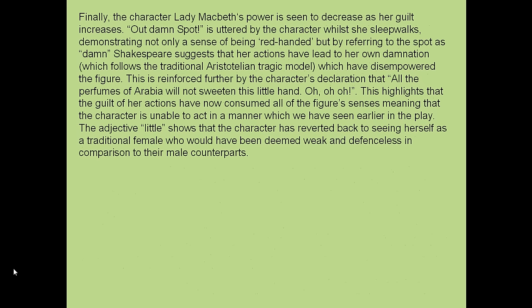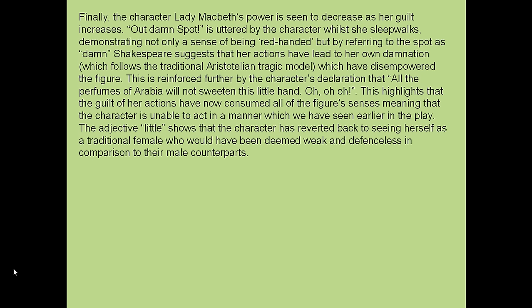And finally, the character Lady Macbeth's power is then seen to decrease as her guilt increases. "Out, damn spot" is uttered by the character while she sleepwalks, demonstrating not only a sense of being red-handed, but by referring to the spot as "damn," Shakespeare suggests that her actions have led to her own damnation, which follows the traditional Aristotelian tragic model, which have disempowered the figure. This is reinforced further by the character's declarations that "all the perfumes of Arabia will not sweeten this little hand. Oh, oh, oh." This highlights that the guilt of her actions have now consumed all the figure's senses, meaning the character is unable to act in a manner which we have seen earlier in the play.